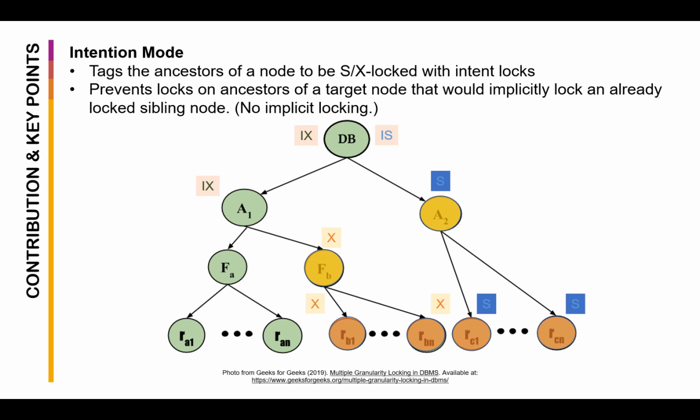The intent locks, like in the example, prevent locks on ancestors of a target node. Because of the second challenge raised earlier, doing so freely will execute an implicit lock on another child node which may be locked from another transaction.